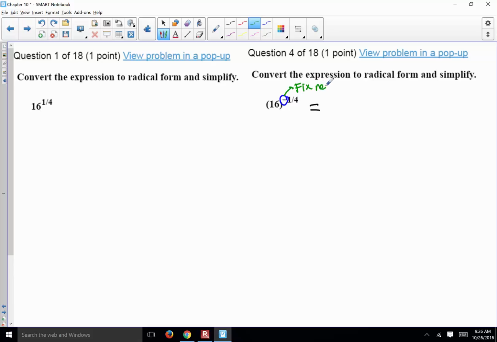Fix the negative exponent first before anything else, before any conversion. Do you know how to change that negative exponent into positive? Anybody knows? Anyone? Flip it. What does flip mean? Which one will flip? We put 1. This is what flip it means. Put a ratio bar, a fraction bar.